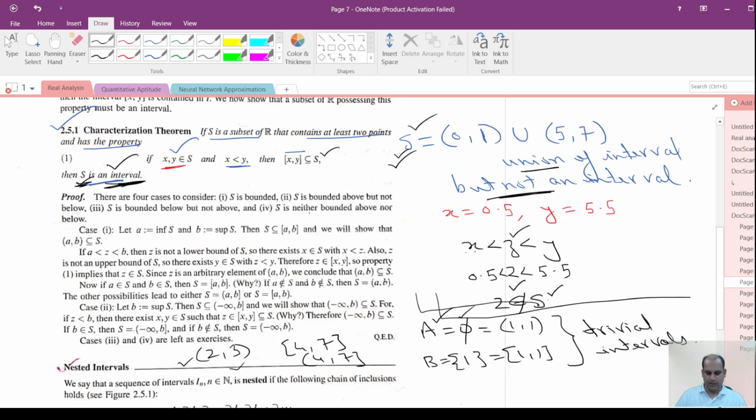So I am closing it here, and in the next lecture we will do the decimal representation of real numbers as well as the nested interval properties.